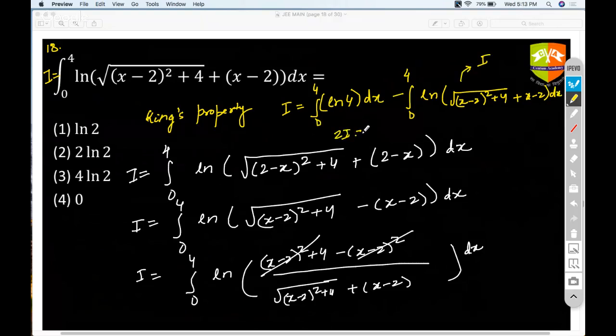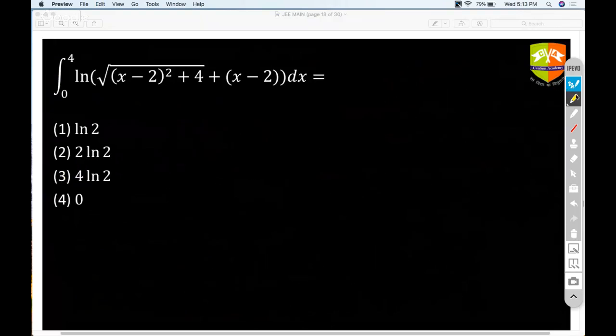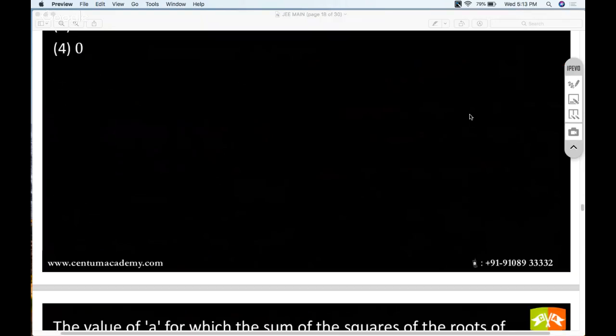So 2I is equal to 0 to 4 ln 4. That's going to be 4 ln 4. Correct? Drop the factor of 2. So I will be 2 ln 4, which is again 4 ln 2. So option number 3 becomes the right option in this case. So well done, guys. All of you have answered correctly. Let's move on to the 19th question.